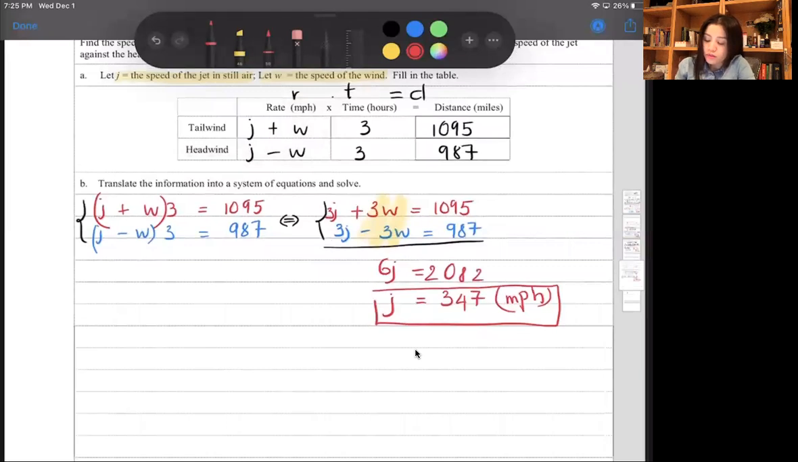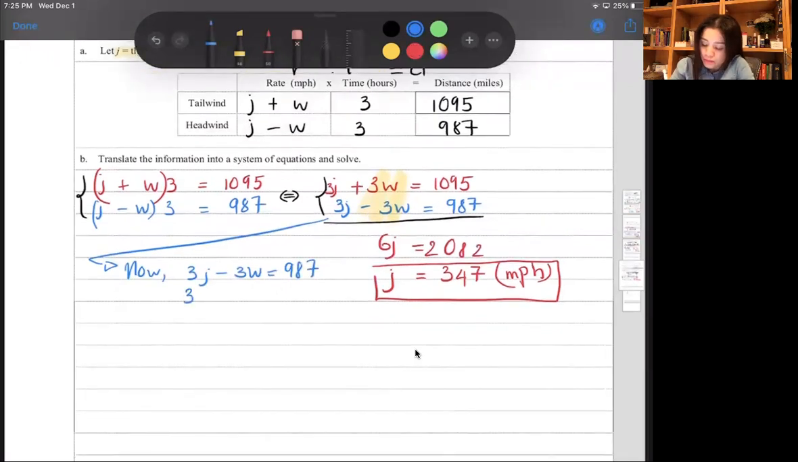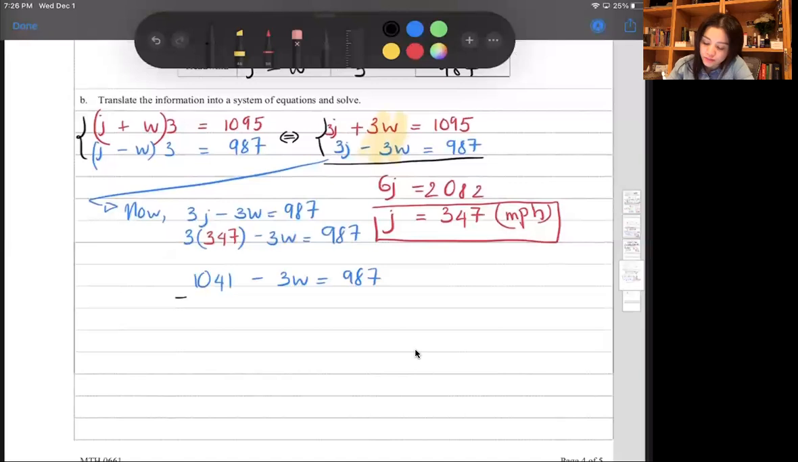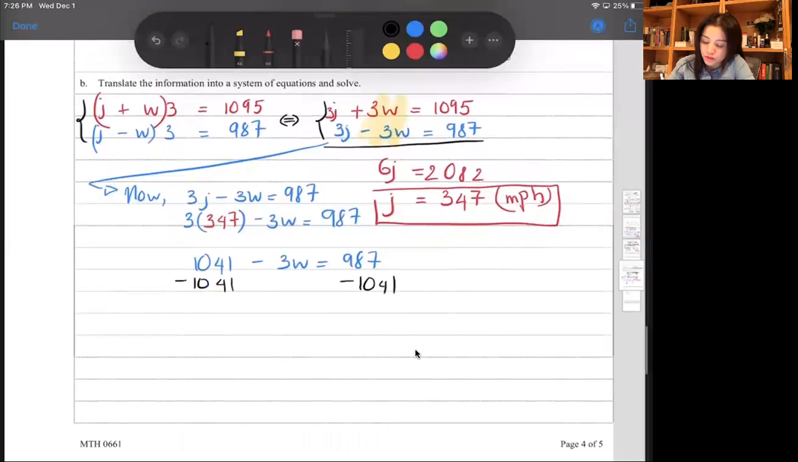And now we're going to find the speed of the wind. I'm going to use this equation. So now I got 3J minus 3W equal 987. 3 times J, the speed of the jet, is 347, minus 3W equal 987. 3 times 347 is 1,041. Now subtract 1041 from both sides. I won't use the calculator. It's just faster for me to do by hand than reaching out for a calculator.